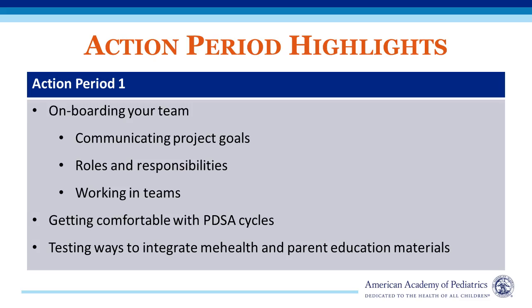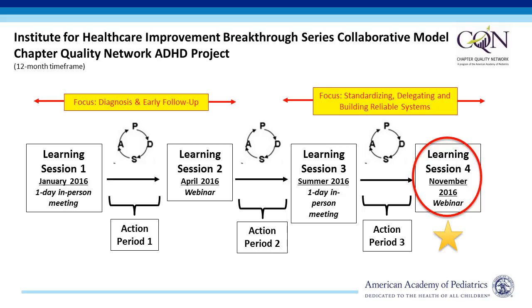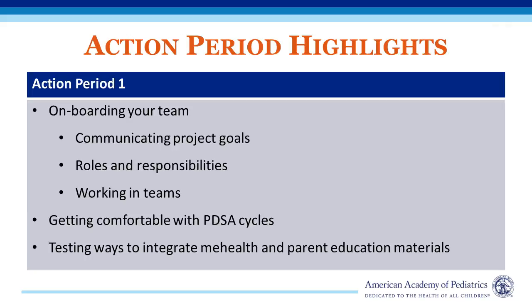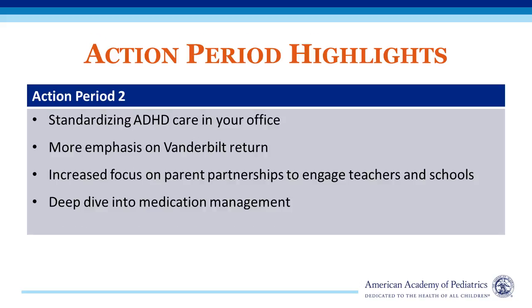So just very briefly, this is by way of remembering all of the progress that we've made. We focused on different types of interventions in different action periods, and as you remember, we had 3 action periods. Action period 1 was really getting started, getting going with the QI team, beginning to implement PDSA cycles, and of course a lot of the work was on testing ways to just really start using the MeHealth registry, and for many of you all that took a good chunk of time to get that going.